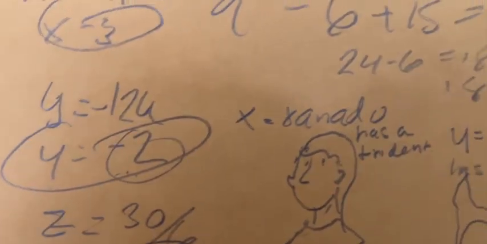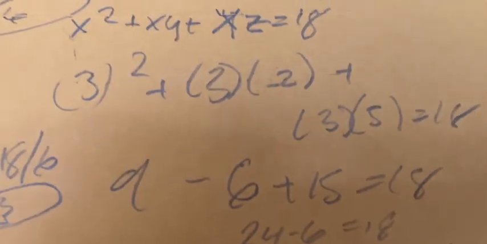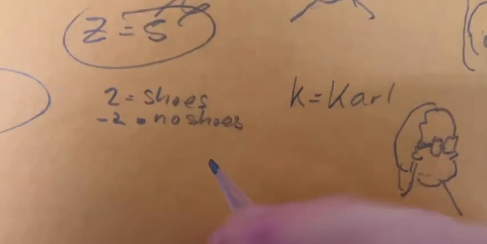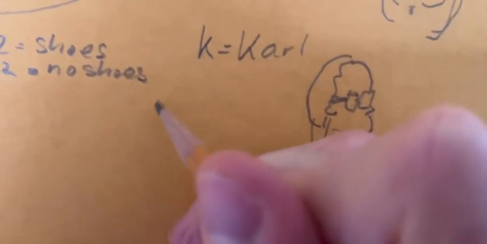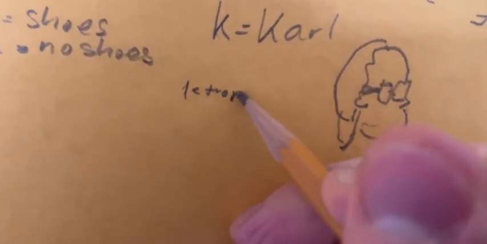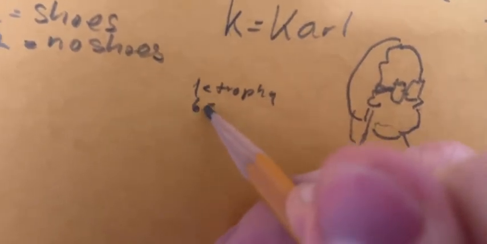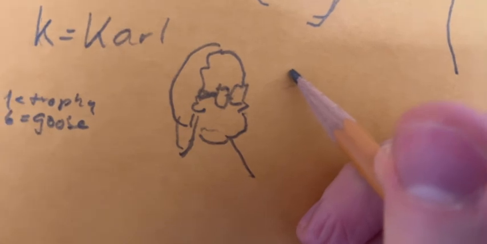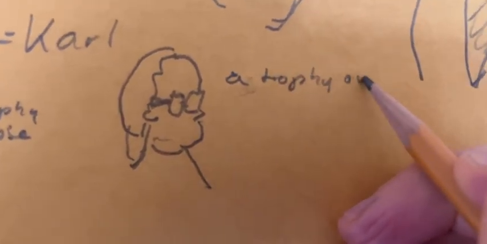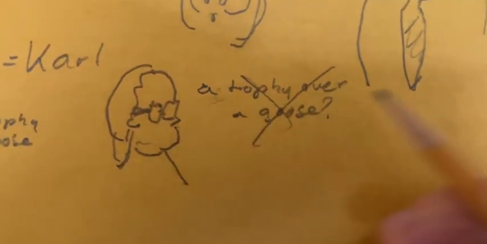Okay, good. Alright, Karl. Karl is 1/6. So I put Karl as 1 is a trophy. 6 is goose. So Karl has a trophy over goose. Sometimes this won't make sense, so I'm just going to cross that out.